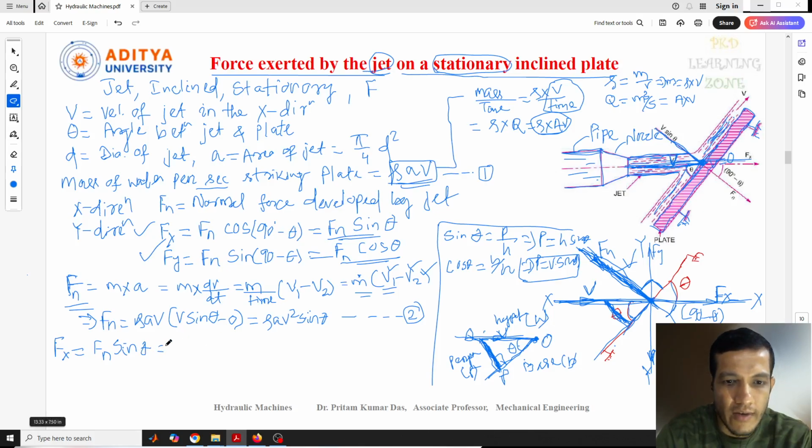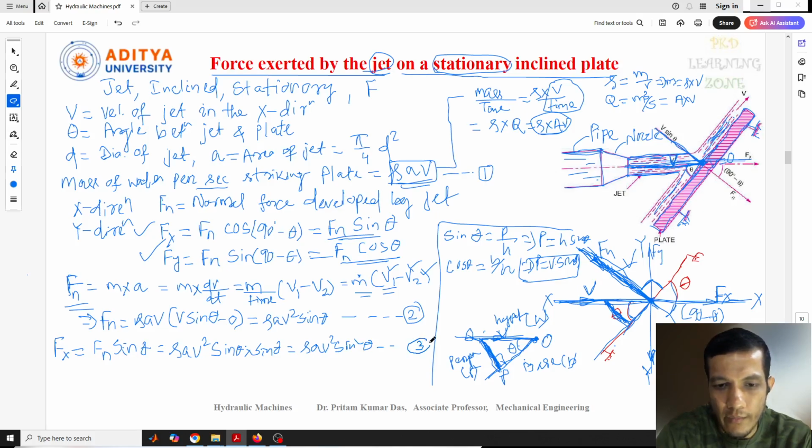So Fn we have already calculated just now, that is nothing but rho AV square sine theta. So sine theta again into sine theta, so you can get it here: Fx equals rho AV square sine square theta. This is equation number 3.